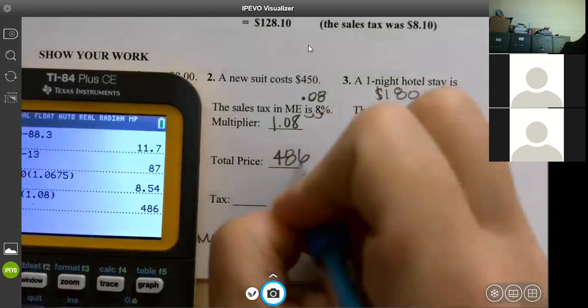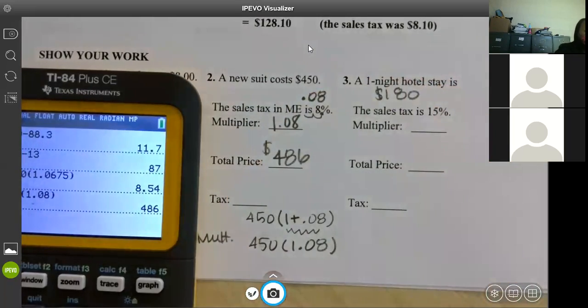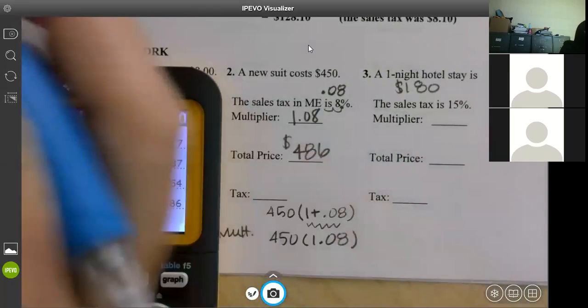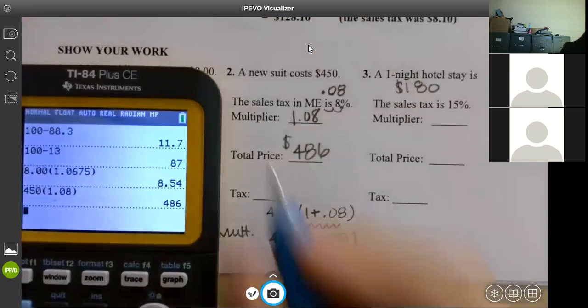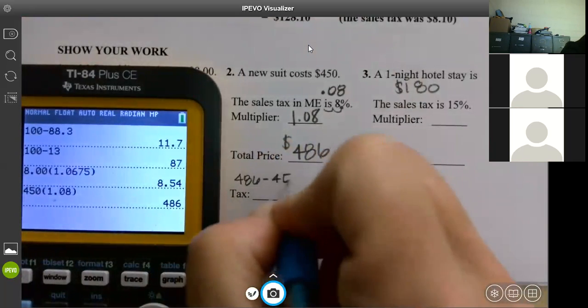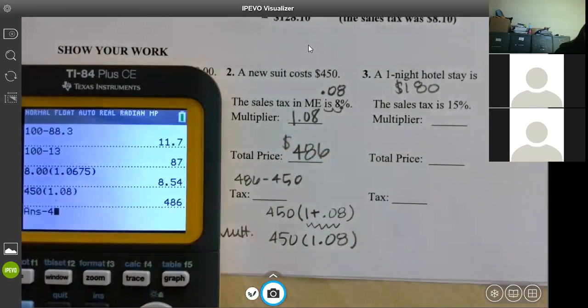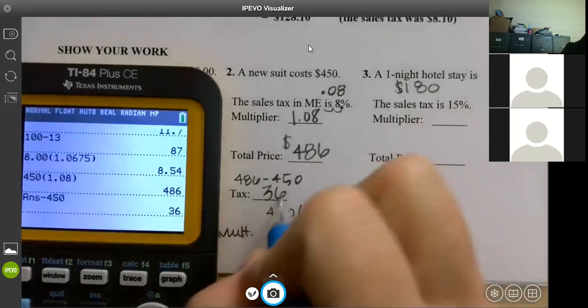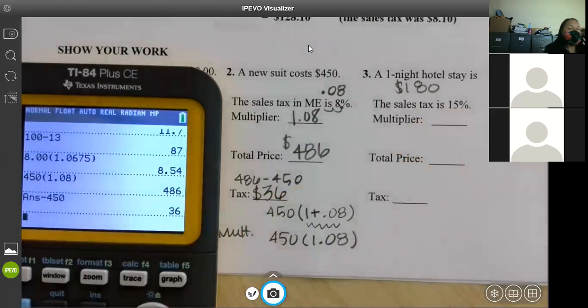How can I figure out how much tax I paid? What'd you just tell me on the other one? 486 minus 450 is $36 in tax. That's all you do. That's sales tax, y'all. That's it.